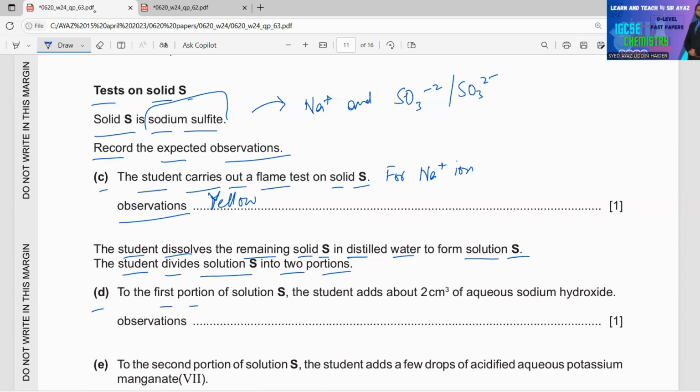To the first portion of solution S, the student adds about 2 cm³ of aqueous sodium hydroxide. Observations. So this is a test for the presence of the cations, and we don't have the test for the Na+ ion with sodium hydroxide, as sodium hydroxide also contains Na+ ion. So there will be no change.